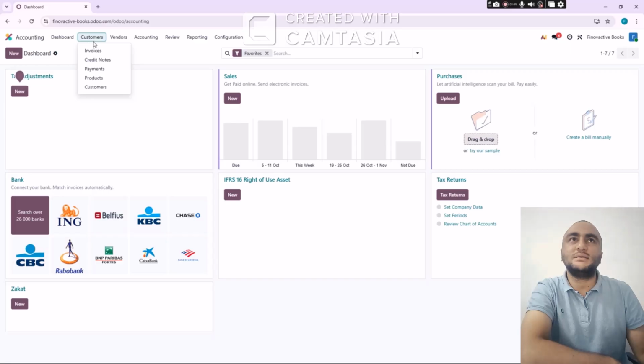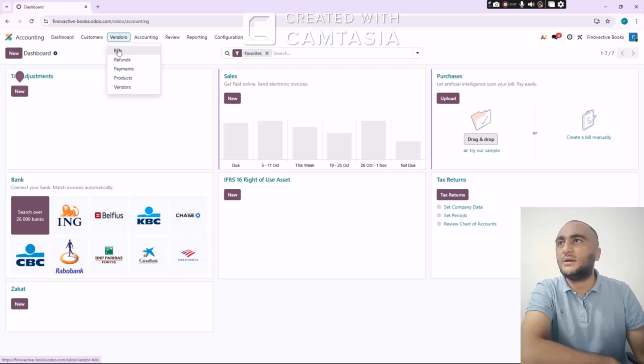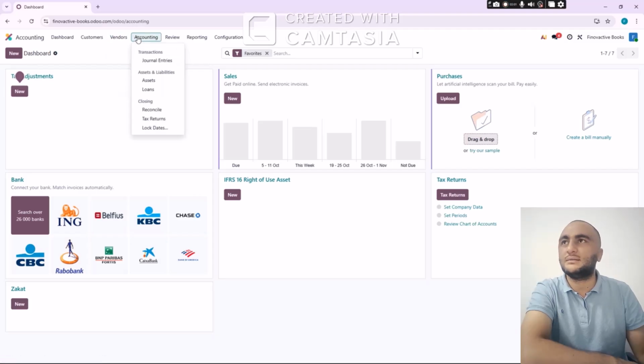Here we got customers, invoices, if you have to issue invoices, credit note, payments, products, to add products, and to add customers. From here we will add vendors. Here we got vendor bills, refunds, payments, products, and also vendors. To add vendors, here we can add journal entries, assets, loans, reconciliation, tax returns, and we can lock dates.